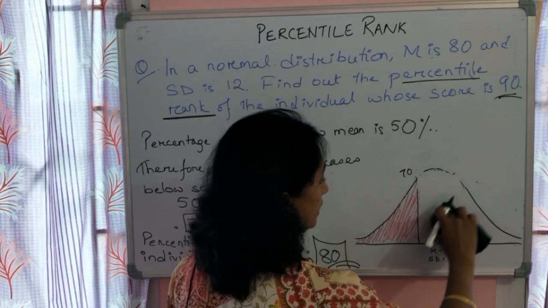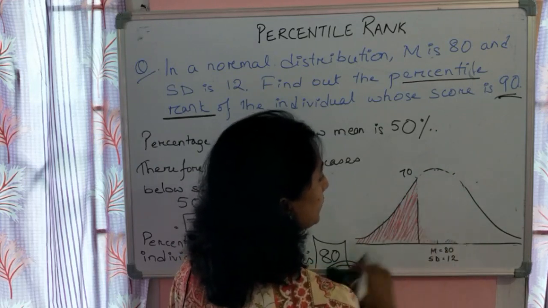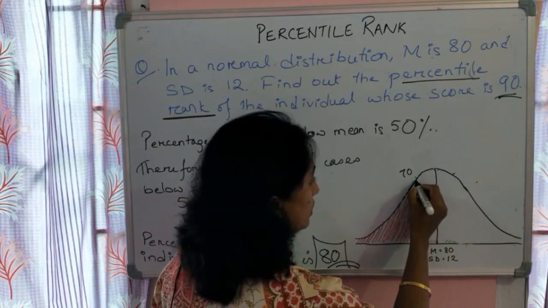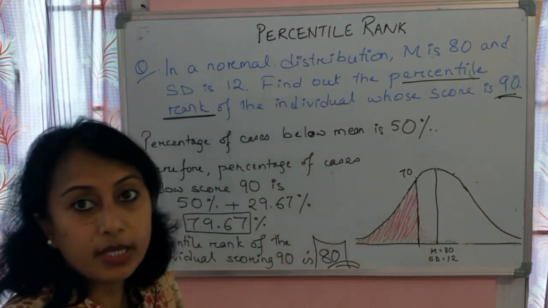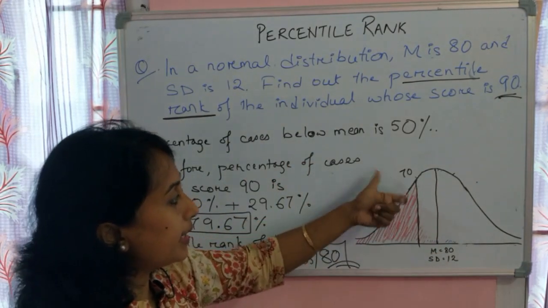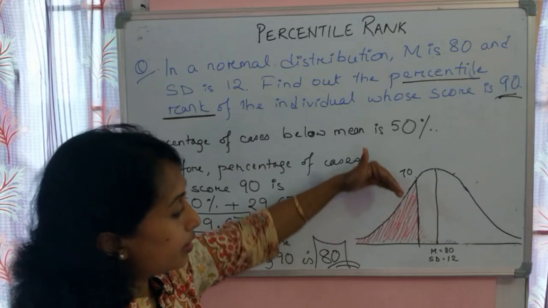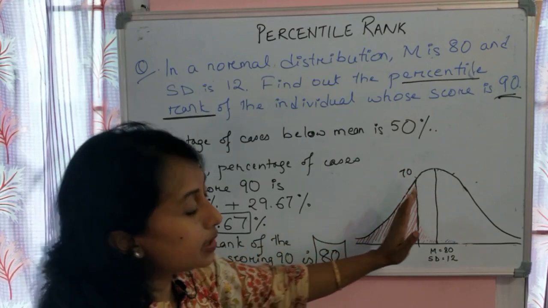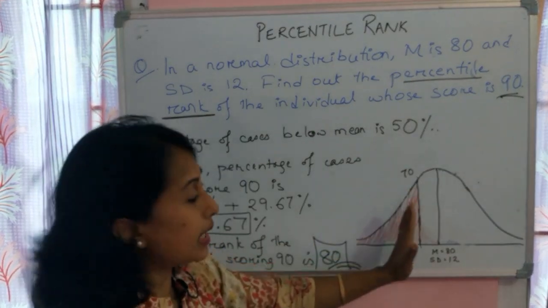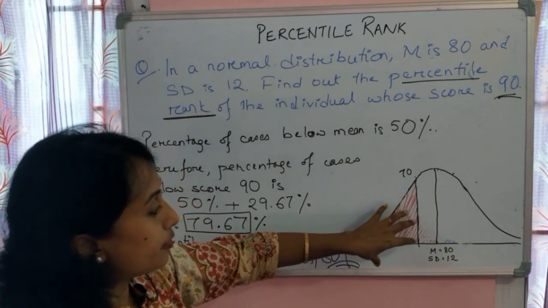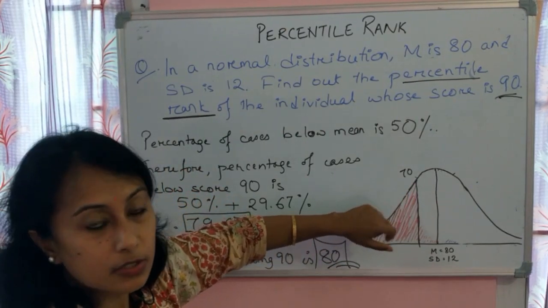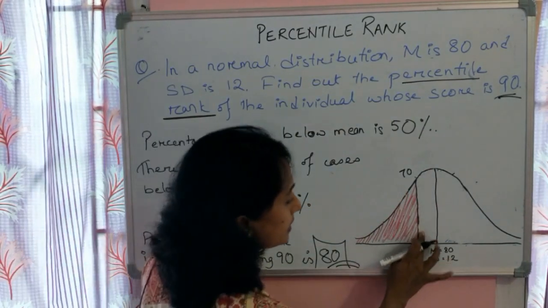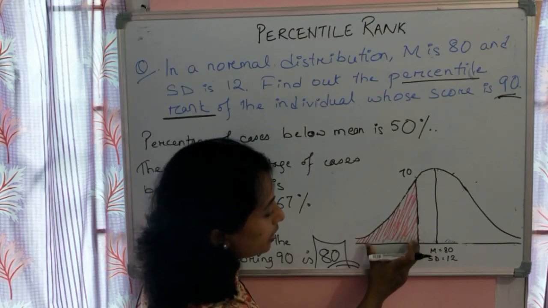The only thing that we have to find out is the scores lying below 70, which we did in the previous video itself, when we took an example of mean 40 and score 32. There also we had an NPC like this where the score of the individual is lying on the left side of the mean, and we have to find out the percentage of scores lying below the given score. So the given score is 70, and we have to find out the scores below this 70. So we have to find out this red portion.